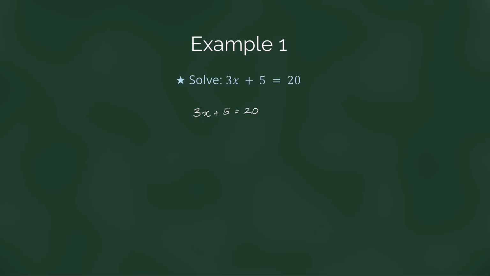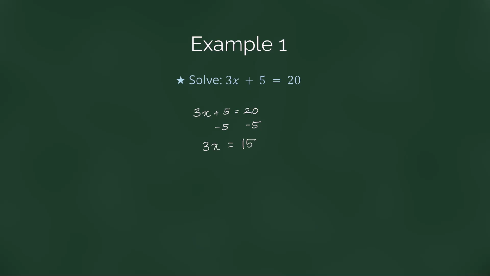In general, a good rule of thumb is to start with the operation that is the furthest away from the x. So since the 3 is right next to the x, we're going to hold on that for a second, and we're going to get rid of the plus 5. The opposite of adding 5 is subtracting 5, so we'll take 5 away from both sides of this equation. When we do that, on the left-hand side, we're just left with 3x, and on the right-hand side, we have 15.